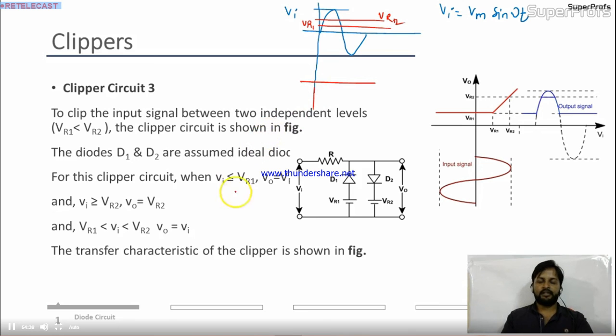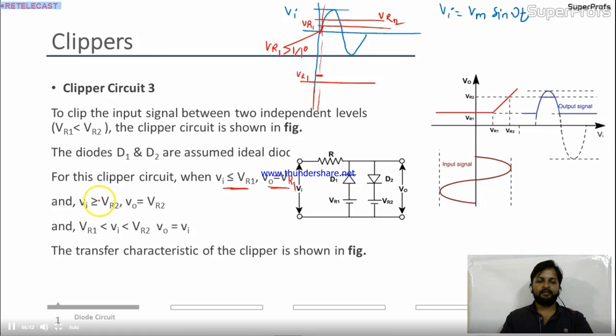Now the first condition is when VR1 is greater than VI. For this reason, since VR1 is greater than VI, you have to get output VR1. For this entire portion, you get the value VR1.